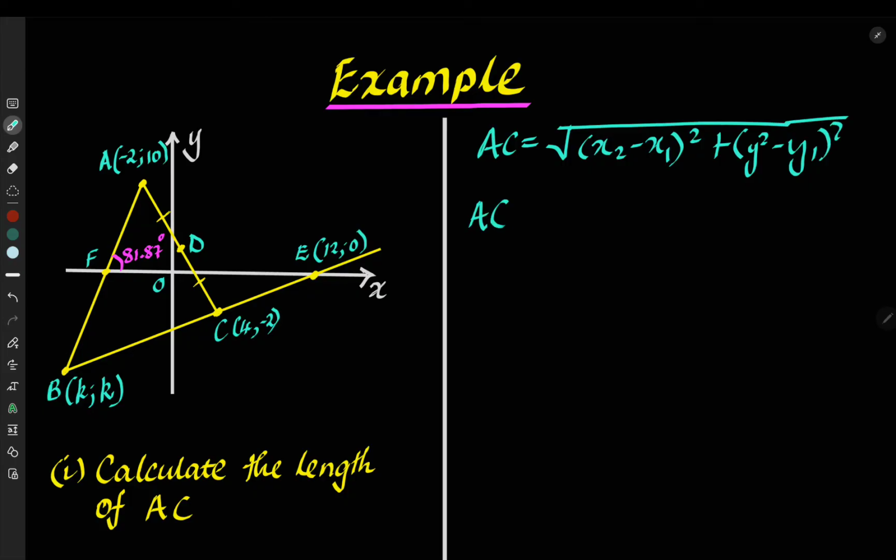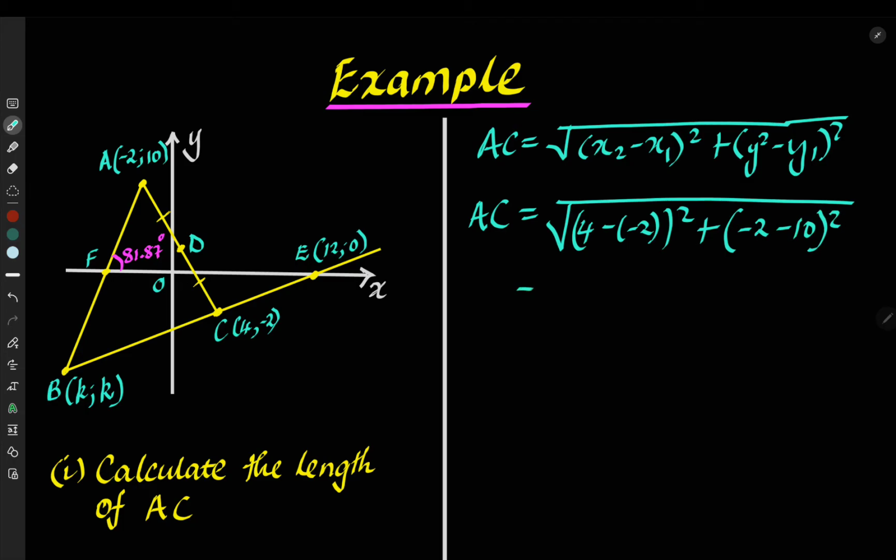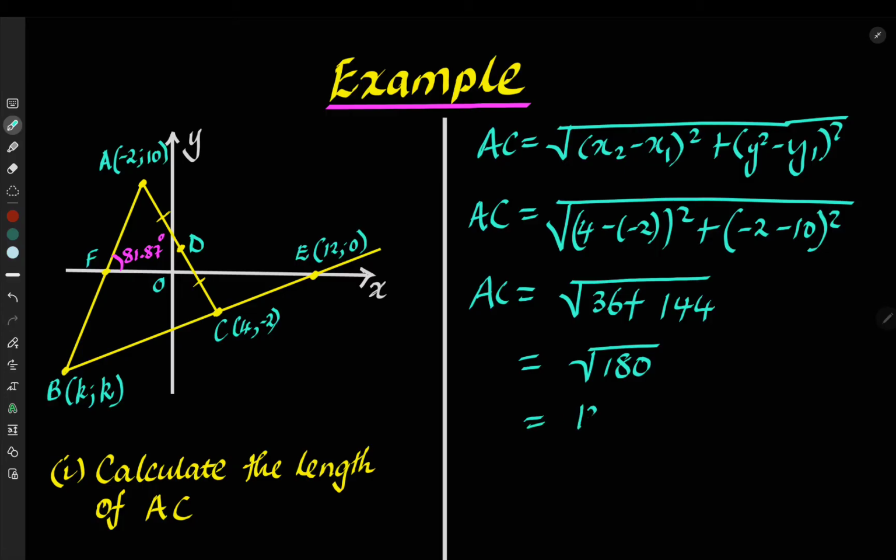And in this case, AC will be equal to the square root of bracket 4 minus -2 bracket squared, then plus bracket -2 minus 10 bracket squared. And if you simplify this in your calculator, you find that AC will be equal to the square root of 36 plus 144. And this will simplify further to be the square root of 180, which is equal to 13.42 units. And this is how you determine the length of a line.